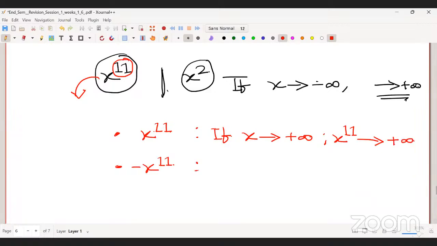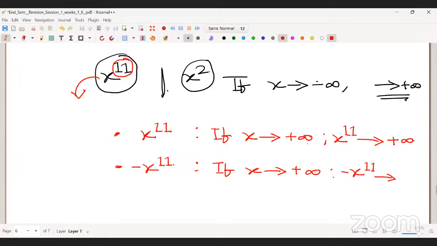Yes, sir. So for the second case, please mute. I don't know from whom I'm getting this noise. Okay, let him answer this question. So what will happen here? It will go to minus infinity. Correct.